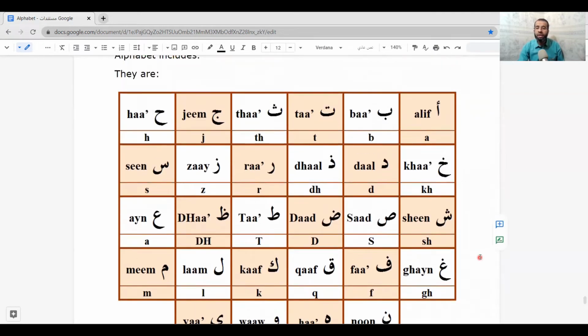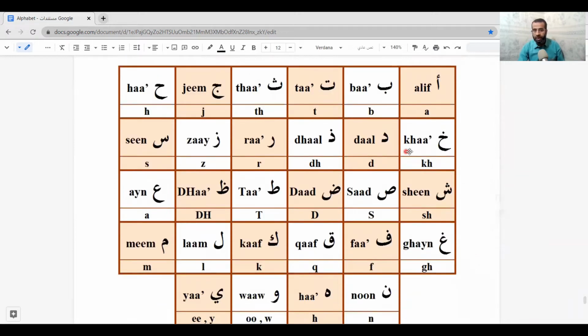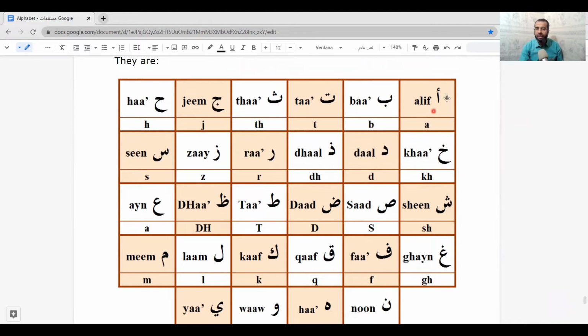These are the 28 letters in order. And as you notice here, the similar letters are together. Here, for example, Alif comes in the beginning, then Ba, Ta, and Tha. Here, they have the same shape: 1 dot below, 2 dots above, 3 dots above.